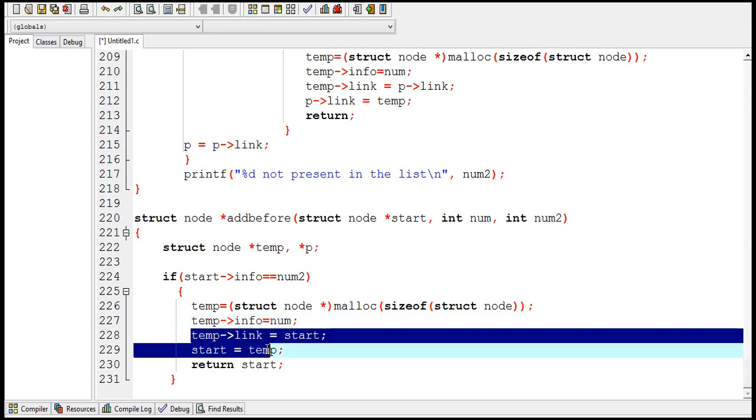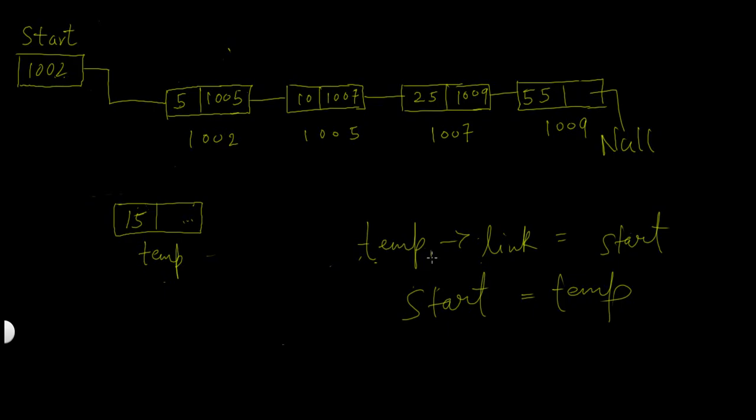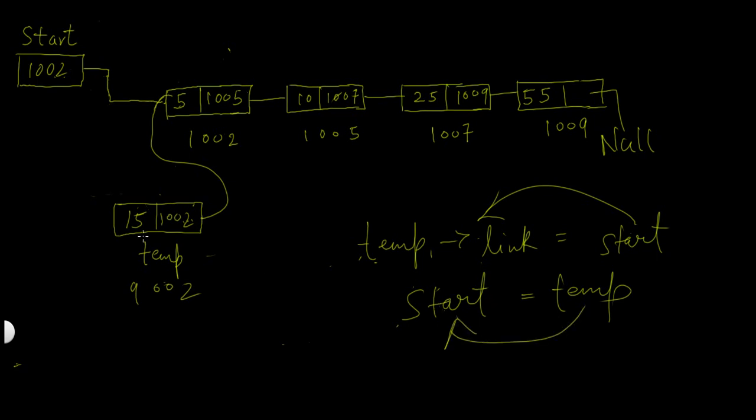And all this will be done with the help of these two statements. Now temp link means link part of this node, and link part of this node will be assigned the value of start, and start is storing the address of this node, the first node, which is 1002 according to this example. Now suppose the address of this node is 9002, then start will be assigned the value of temp, and temp is storing the address of this node. So start will now store the address of the new node.